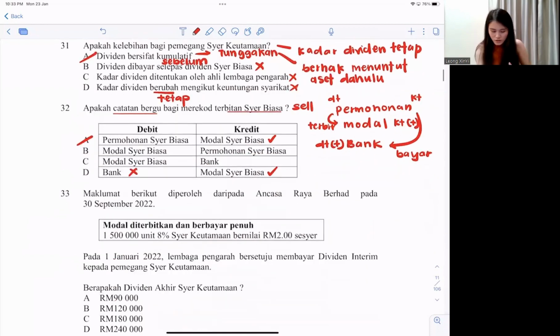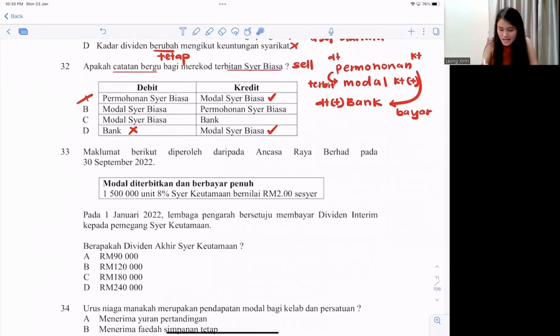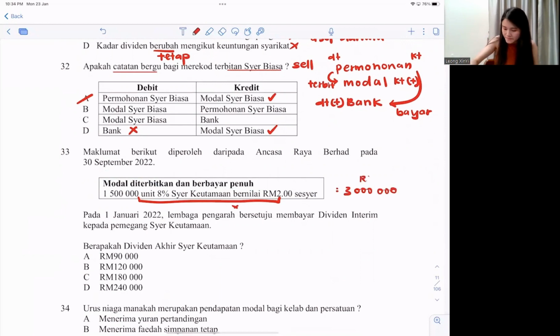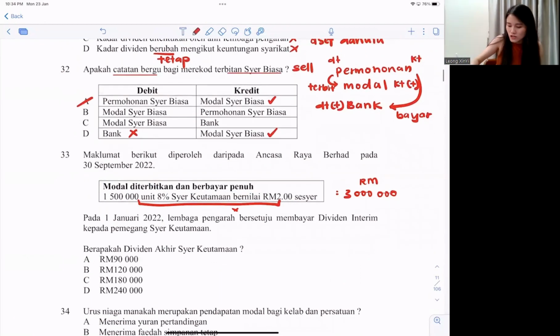So question 33. Maklumat berikut diperoleh daripada Angkasa Raya Berhad pada 30 September. Model diterbitkan dan berbayar penuh is 1,500,000 unit with 2 ringgit per share. So we're going to multiply first. That's going to be 3 million, 6 zeros there. That's the MDBP, I call it MDBP in short form. Model diterbitkan dan berbayar penuh.